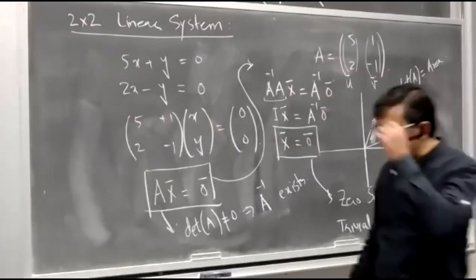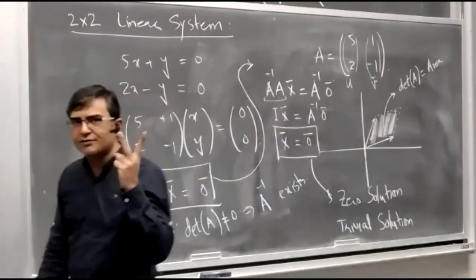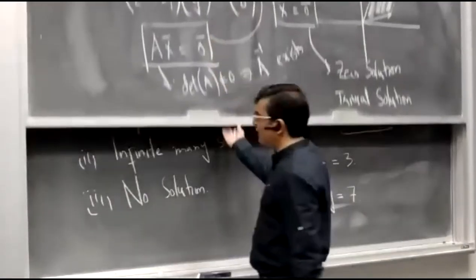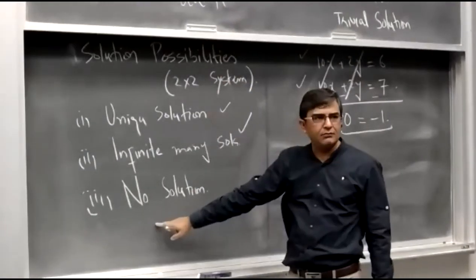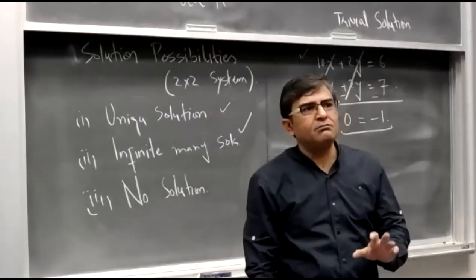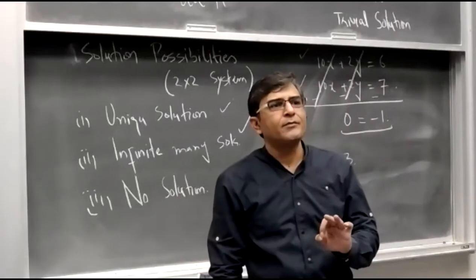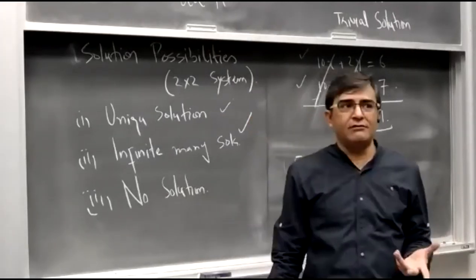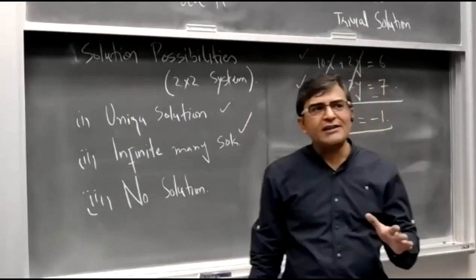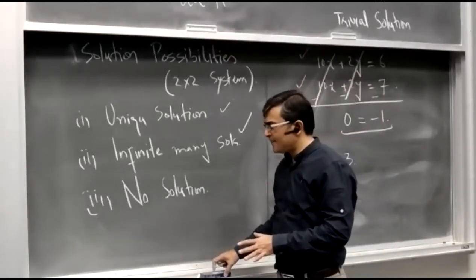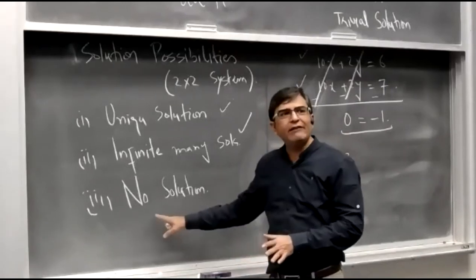For homogeneous linear systems, we have only two options. The third option is not possible. What was the third option? No solution. For a homogeneous linear system, we must have either the trivial solution or infinitely many non-trivial solutions. For a homogeneous linear system, the third option is not there. Okay? The no solution option will not occur.